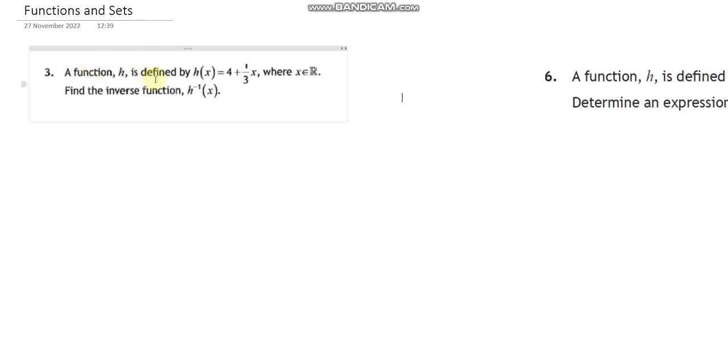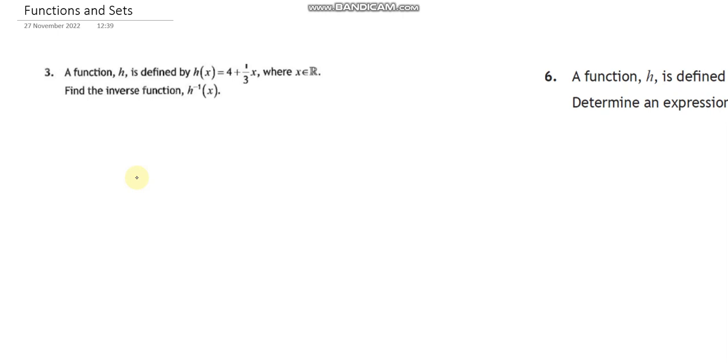So function h is defined by this. This just means where x is a real number, so don't worry too much about this. And then find the inverse. Inverse is working back the way. What are we doing to x here? We're dividing it by 3, we're adding 4. So let's go back the way.